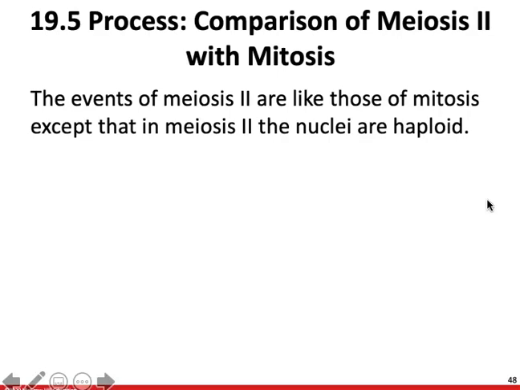So when we are comparing meiosis 2 to mitosis, we are going to see that actually the events of meiosis 2 are exactly like those of mitosis, except that in mitosis, we're going from a diploid to a diploid cell that's genetically identical. In meiosis 2, we're going from a haploid cell to a haploid cell that's genetically unique.